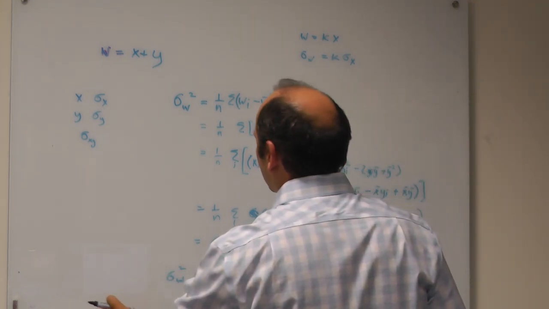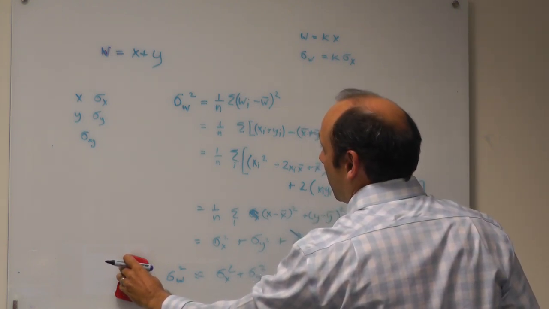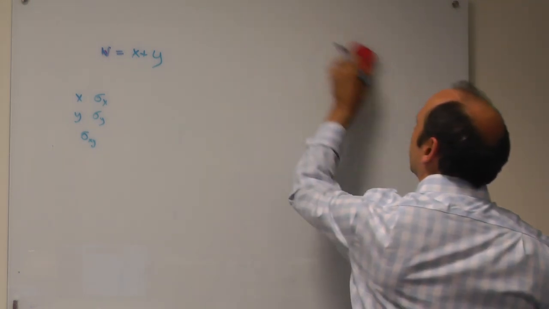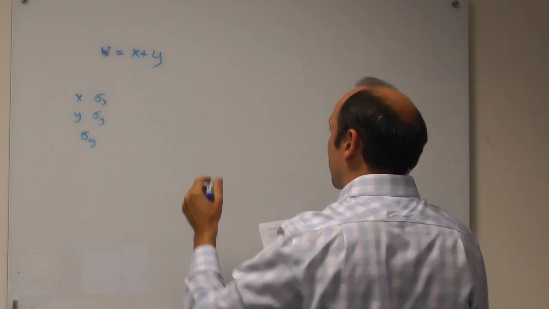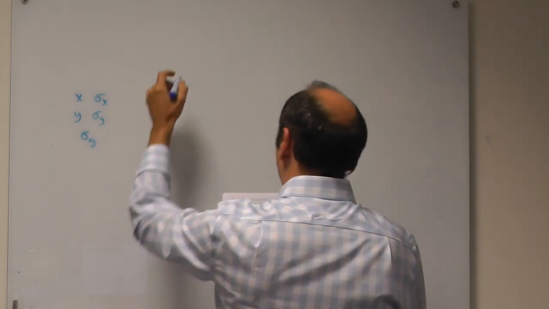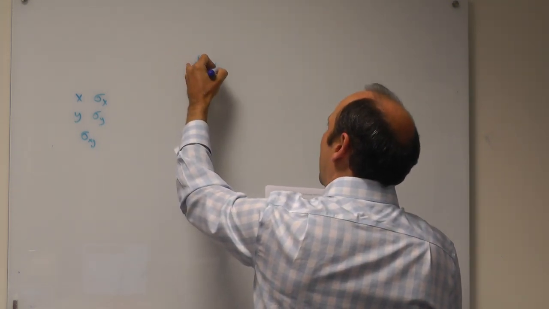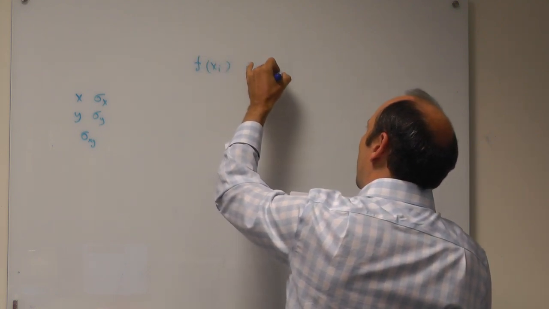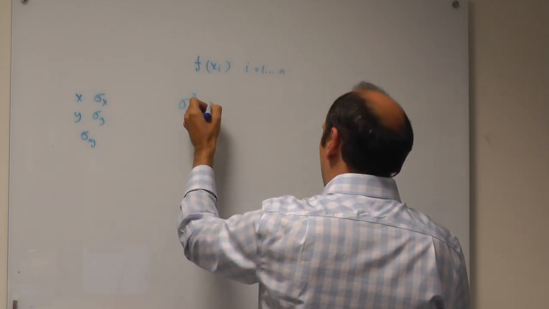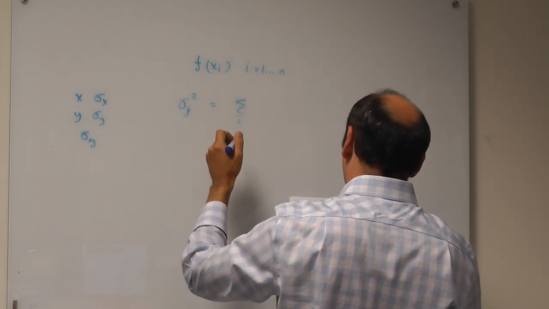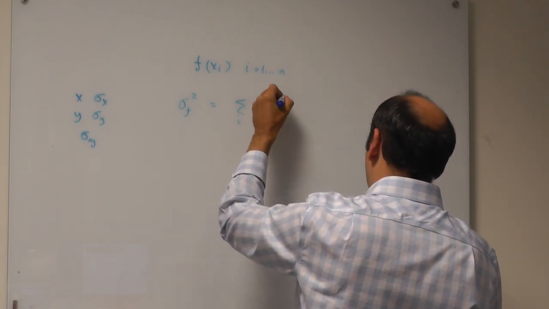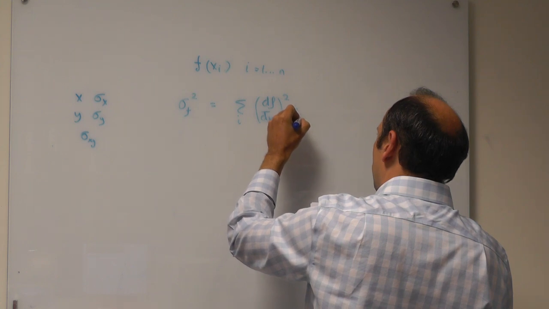If we carry on in a similar vein for x times y, it's a bit more complicated, but we can come up with a general equation for how errors propagate. And that is, if I have some function f of some variables xi for i equals 1 to n, then the uncertainty in f squared is equal to the sum over i of df dx, so the differential of the function with respect to xi, times sigma xi squared.